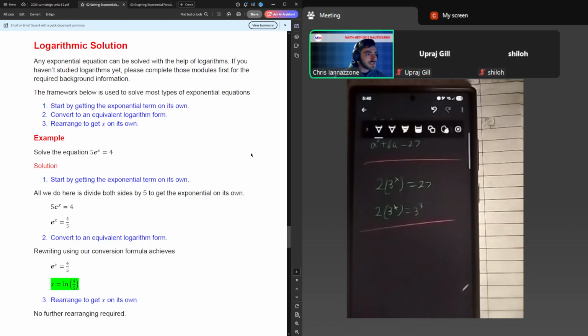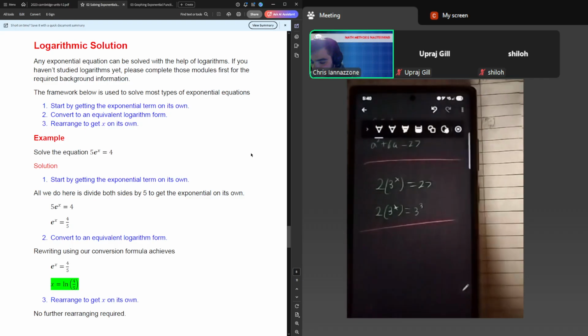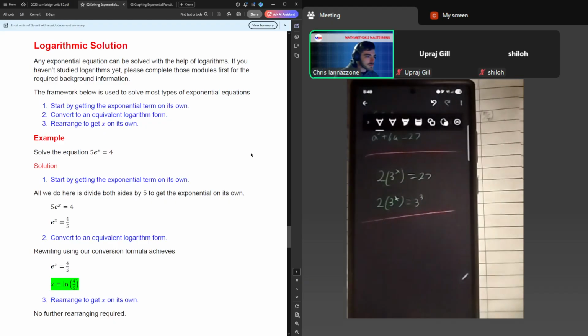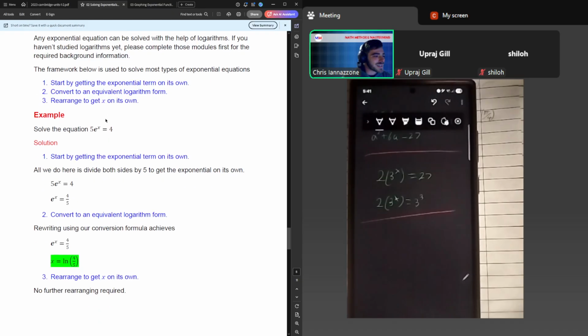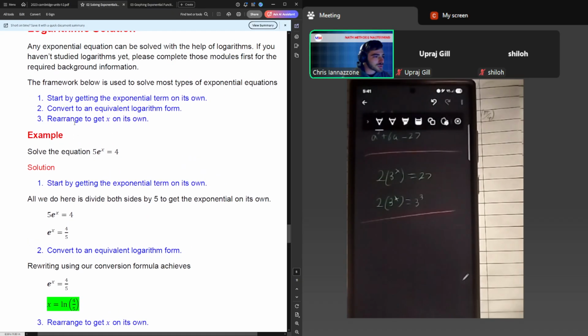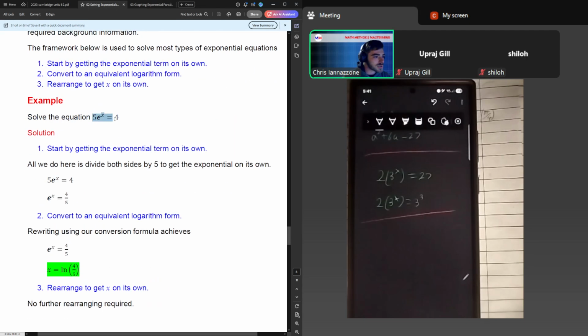Easy. The last one is a logarithmic solution. We've covered logarithms in other classes, so you should all be at least somewhat familiar with how to use logarithms. If I do need to go into any more detail, feel free to let me know. Basically, you can pretty much always use a logarithmic solution when you can't do an equating exponents approach.